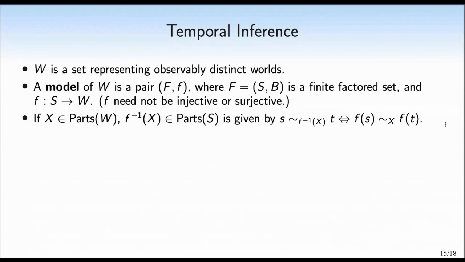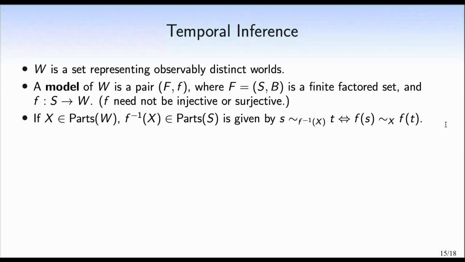One naive thing that you might think we would try to do is to infer a factorization of W. We're not going to do that because that's going to be too restrictive. We want to allow for W to maybe hide some information for us, for there to be some latent structure and such. So instead of inferring a factorization of W, we're going to infer a factorization of another set S. We're going to infer some other set S and a factorization of S and a function from S to W. So a model of W is a pair, capital F comma little f, where capital F is a finite factored set and little f is a function from S to W, need not be injective or surjective.